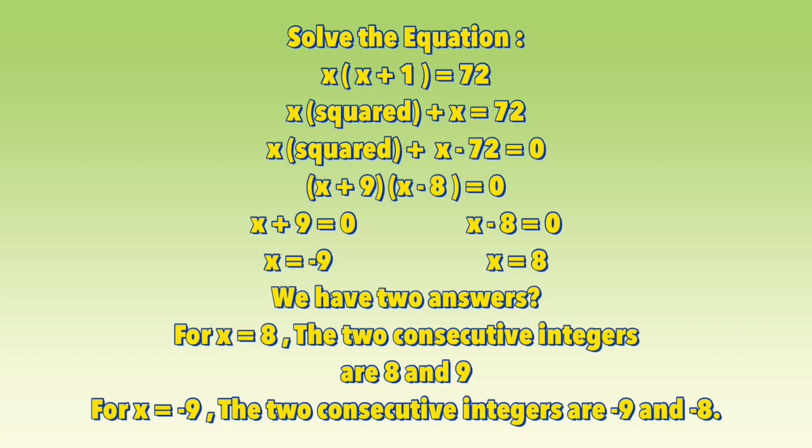So we have the two integers now. For x equals 8, the two consecutive integers are 8 and 9. And for x equals negative 9, the two consecutive integers are negative 9 and negative 8.